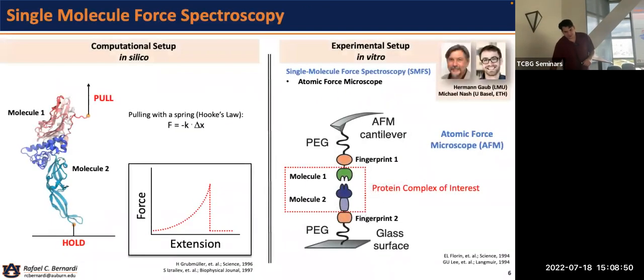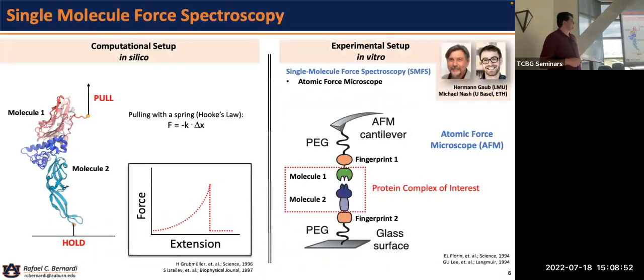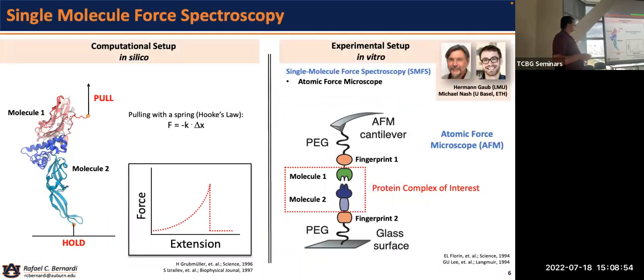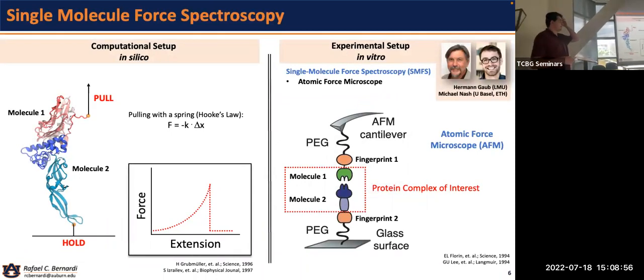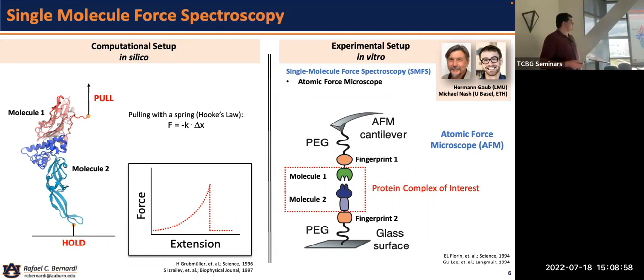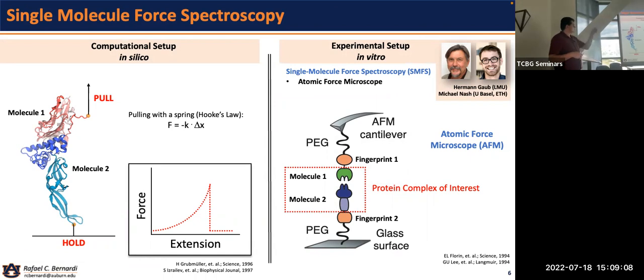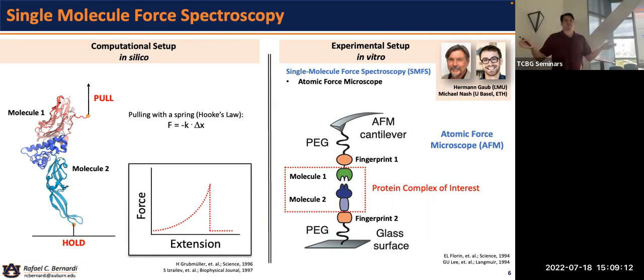When we do that computationally, what we're doing is something similar to what is done in the AFM. So mostly we have been working with Michael Nash and Herman Dahl to do the AFM experiment. And what we do in the computer is basically simulate the same thing. You use thermodynamics, you have a spring that you use Hooke's law and you're pulling on the system. And by doing that, you can check how is the force extension curve, the same way you would get in the AFM.